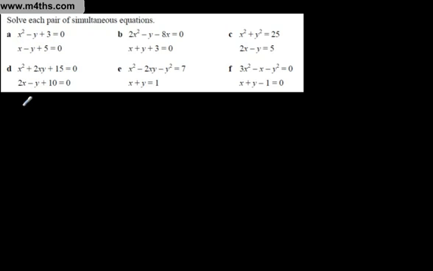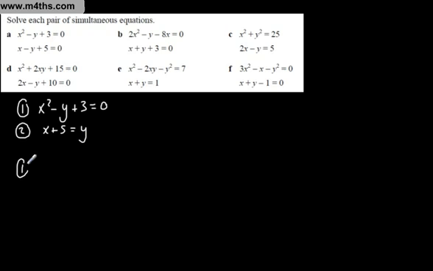So equation 1 we're going to write as x squared minus y plus 3 is equal to 0. And equation 2, I'm going to make y the subject and say that x plus 5 is equal to y by adding a y to both sides. We can now substitute this in and therefore eliminate y.